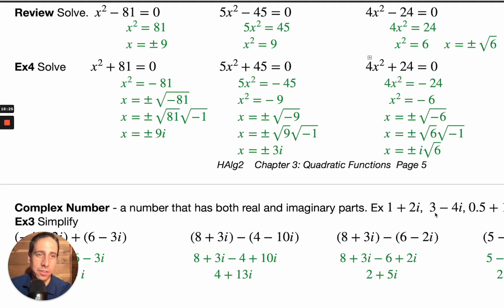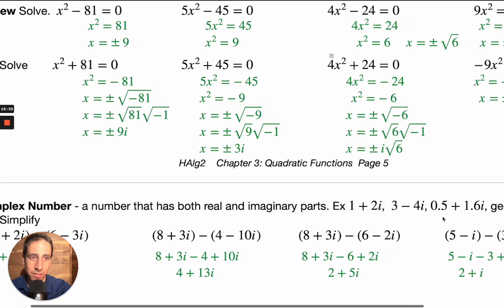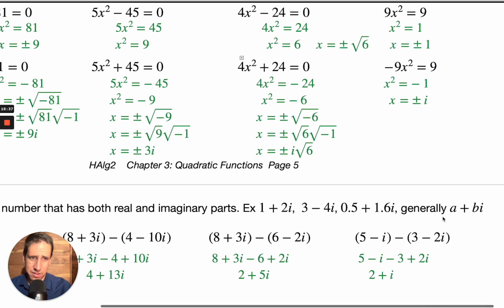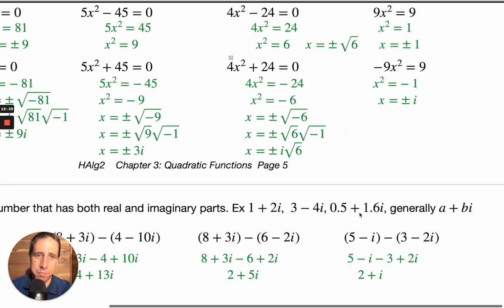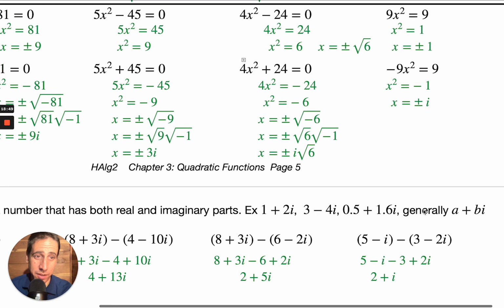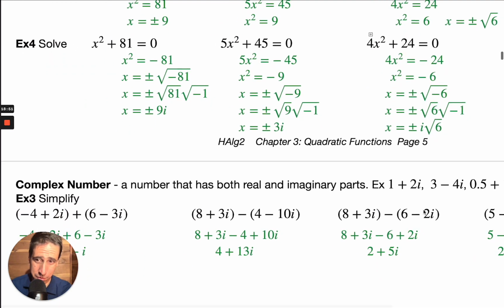Here's another complex number, 3 minus 4i. They're not like terms. There's no variables. Remember, i is not a variable. i is the square root of negative 1. But you really can't condense it any further. So we're just going to consider these single numbers. 0.5 plus 1.6i. You could have subtraction, where the imaginary part would be negative. You could have decimals. You could have radicals. But generally, a plus bi is the format of a single complex number.